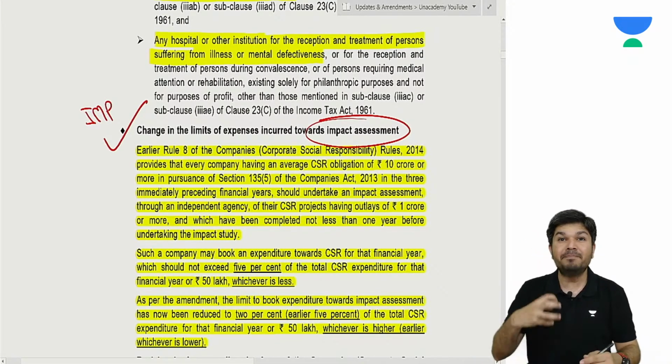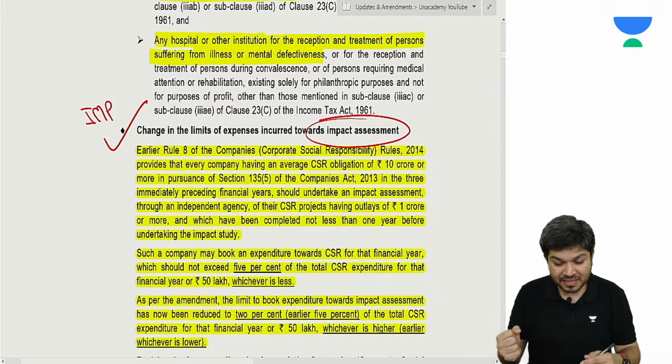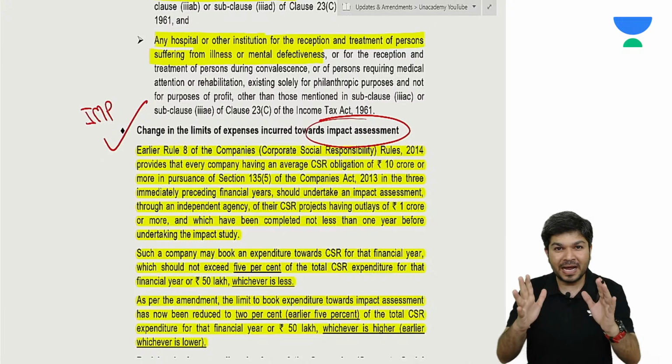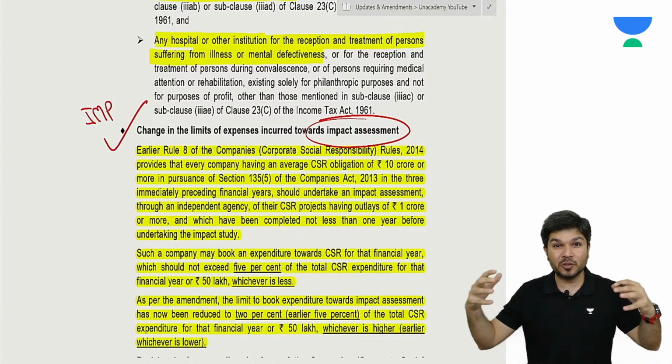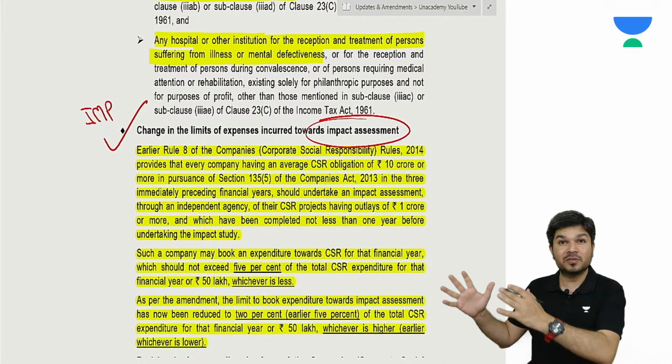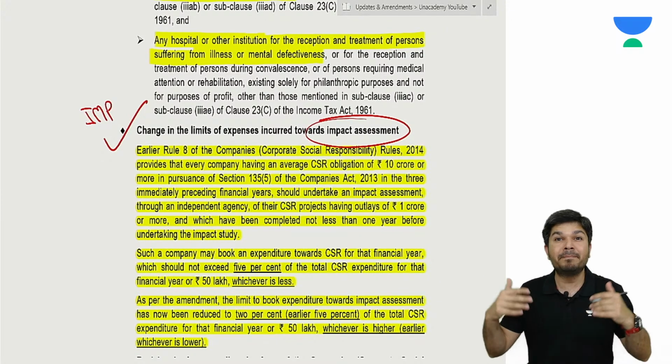Now, for that impact assessment, the amount which you can spend. See, whenever I have a CSR of 10 crores or more to be done on an annual basis, and one project is of 1 crore or more, then for that there is impact assessment.